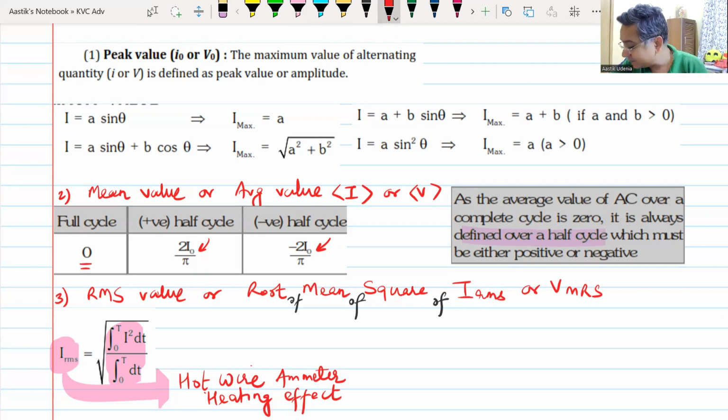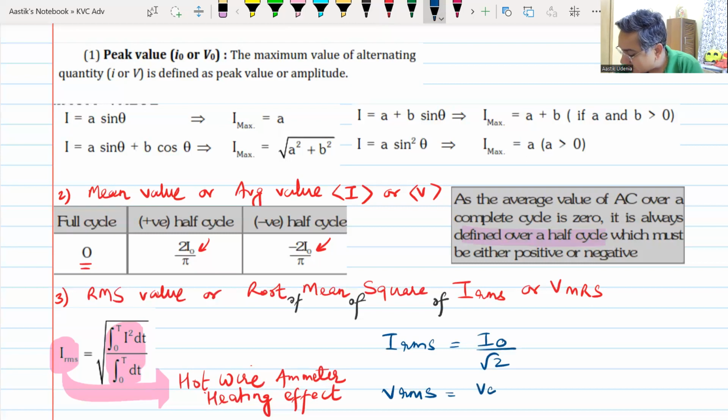Remember, a normal DC ammeter or a DC voltmeter cannot measure AC voltage. AC voltage can only be measured by a hot wire ammeter and hot wire voltmeter. If I calculate the value of IRMS for this sine wave, it will always come as I naught by root 2. If you calculate the value of VRMS, it will always come as V naught by root 2. Do we understand this? Yes, sir.